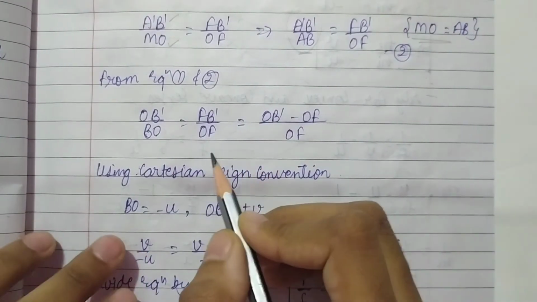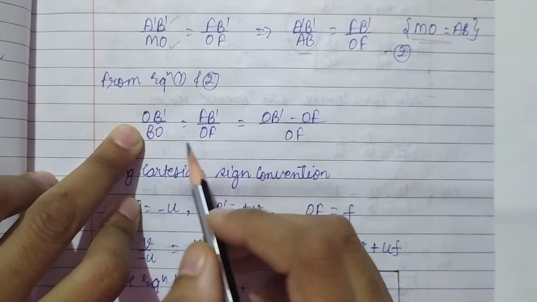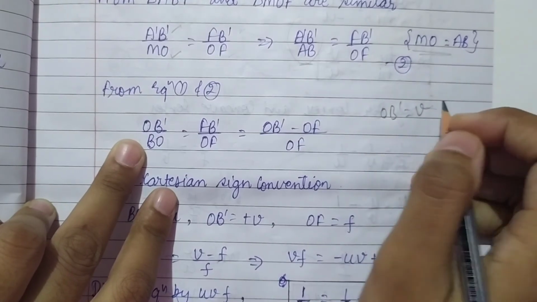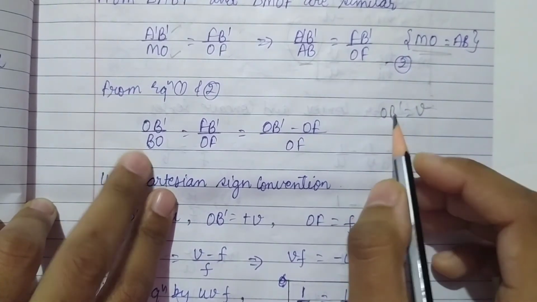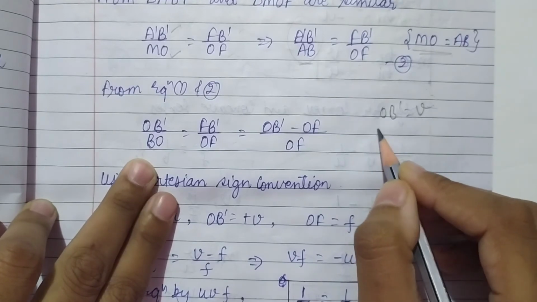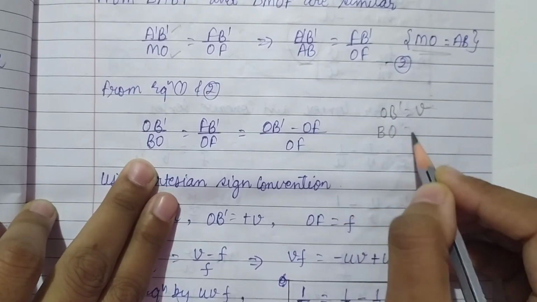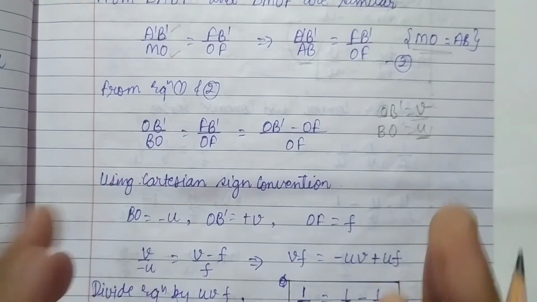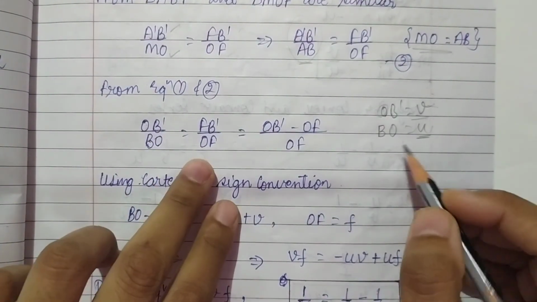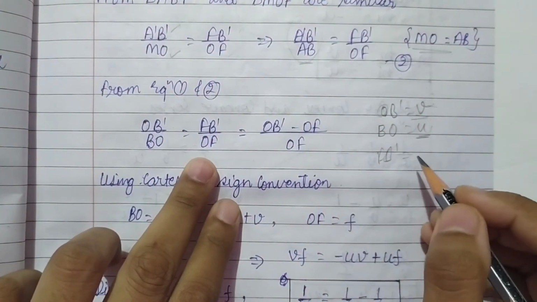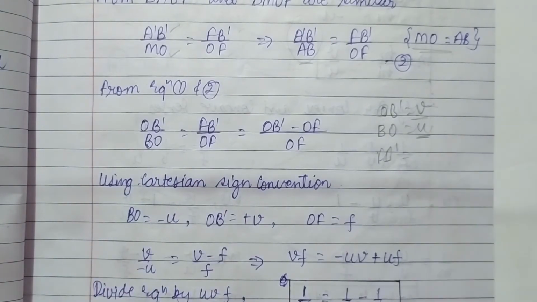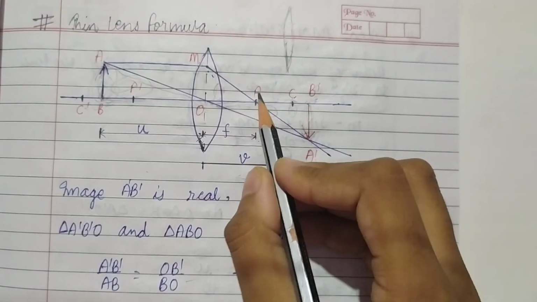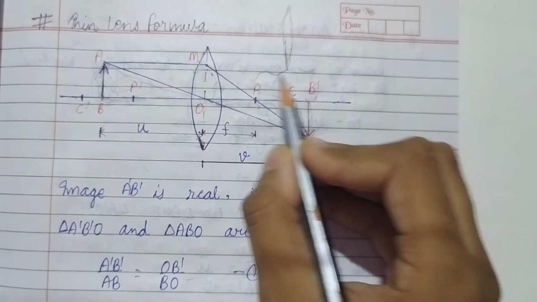Okay, so from these two equations we have written this. Can we see from the figure what OB' is? OB' is v, that is the distance at which the image is formed. Now BO, what is BO? This is OB' and this is BO, which is u, that is the initial distance. Initial distance means the position at which the object is placed with respect to the origin. What is FB'? Can we see from the figure, this is FB'. We want to find out this FB', this much distance.